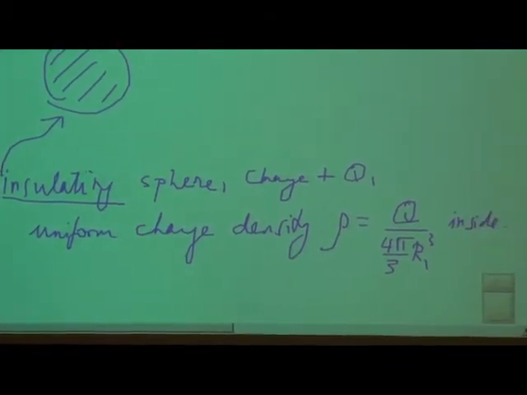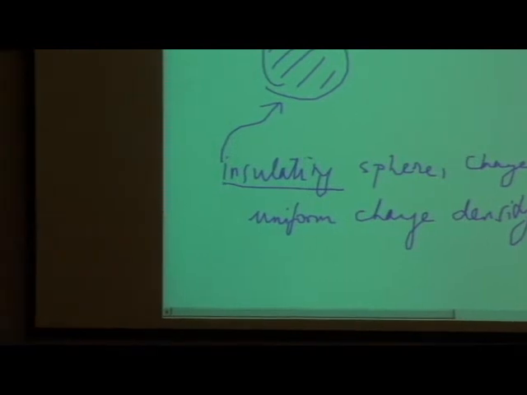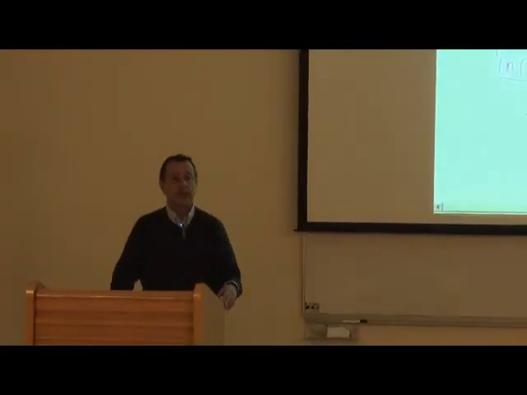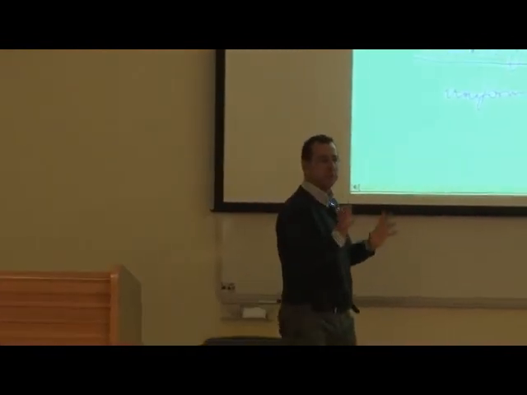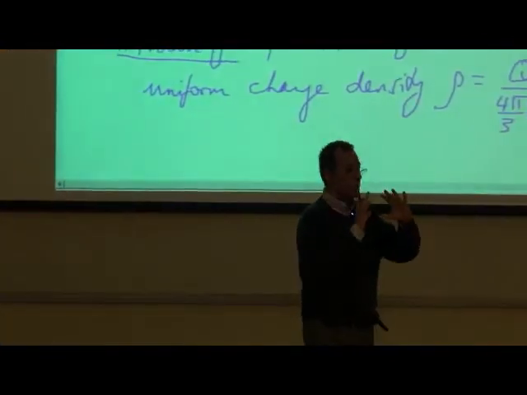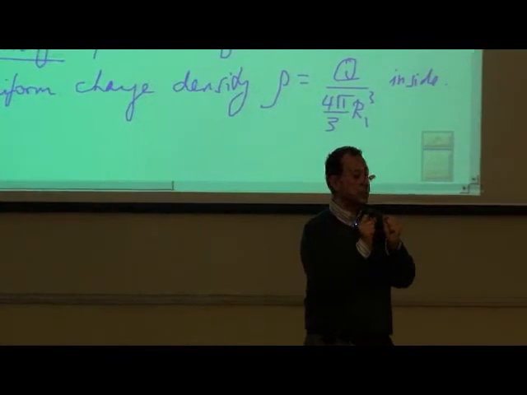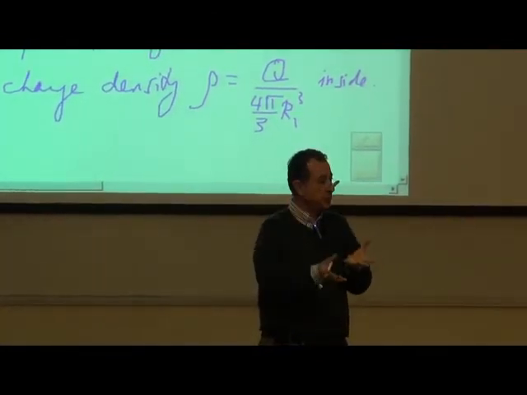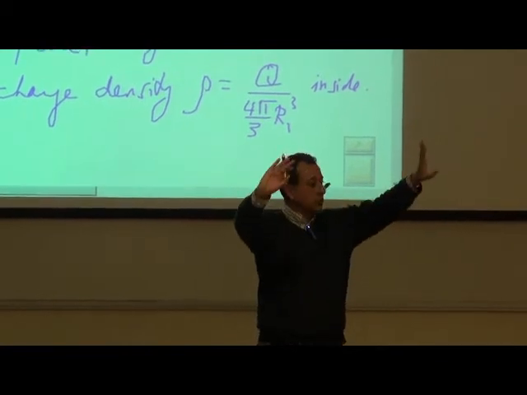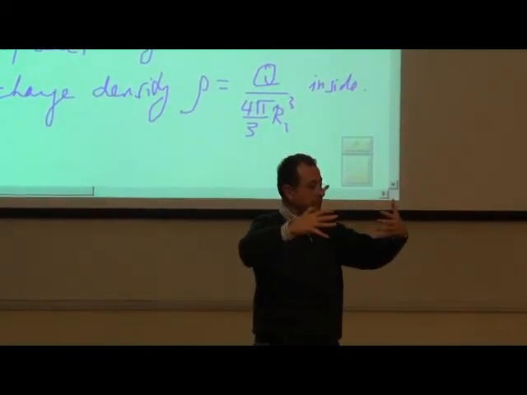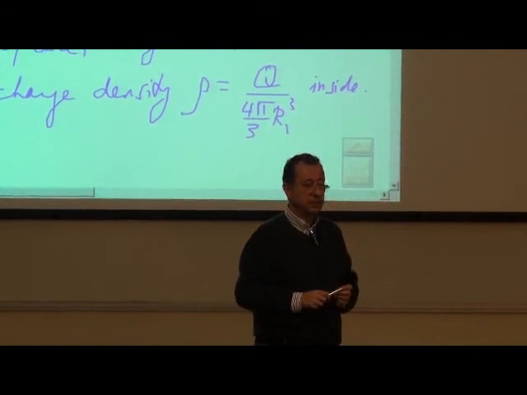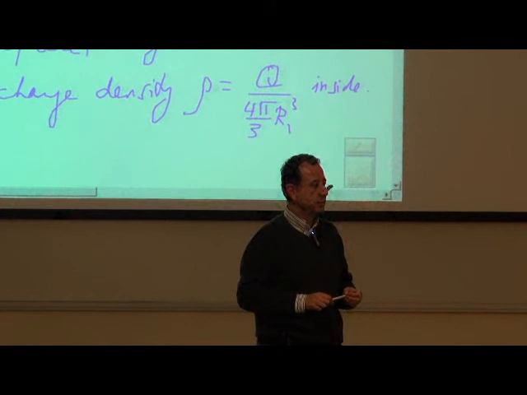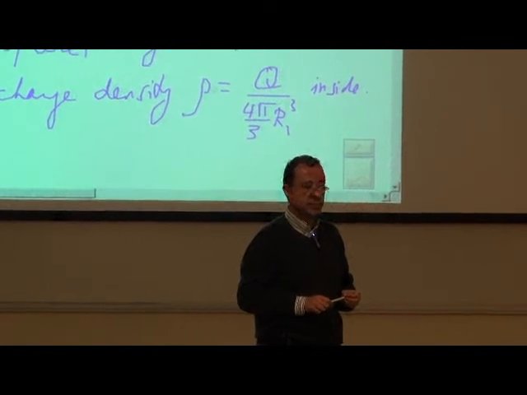So I have an insulating sphere. I have a total charge plus Q. And somehow it has distributed itself over a long time, all over the inside. Why all over the inside? Because they all repel each other. So it's best to be distributed evenly. But they will not all go to the surface, because this is insulating. Okay? Clear?